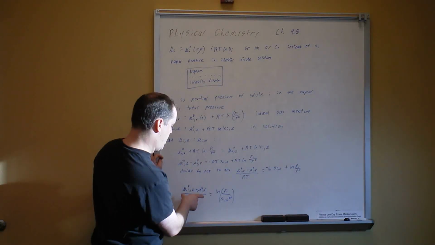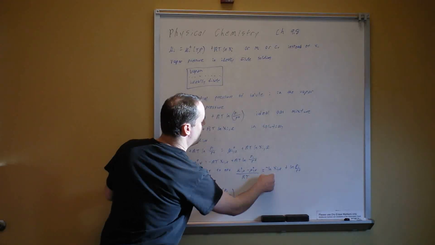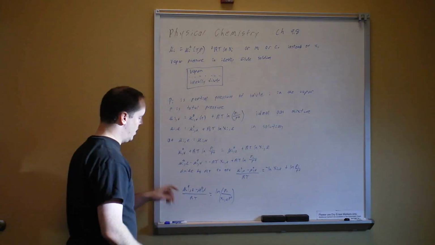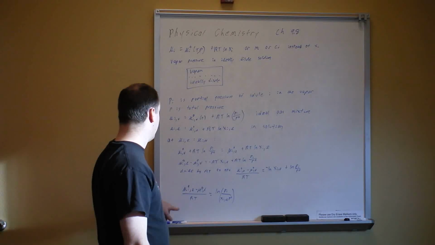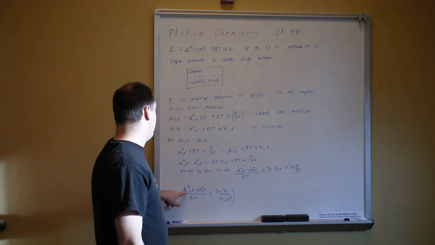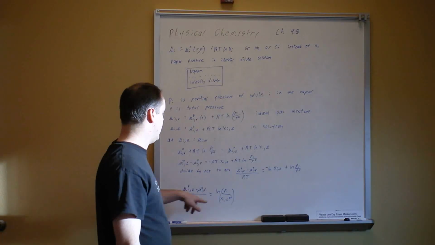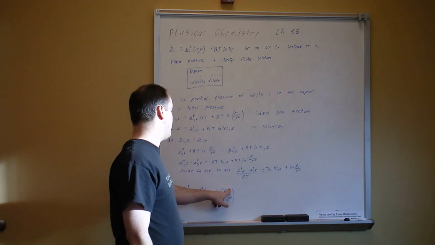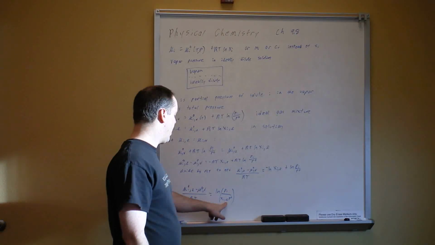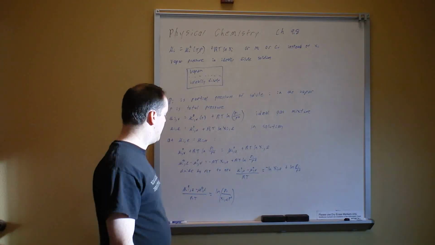So then what did we do? We're going to simplify these two, combine them into one natural log using our rule of natural logs. So you get mu I in the liquid phase in standard state minus mu I in the vapor phase in standard state divided by RT is equal to the natural log of the partial pressure of I over the mole fraction of I in the liquid phase times P naught.